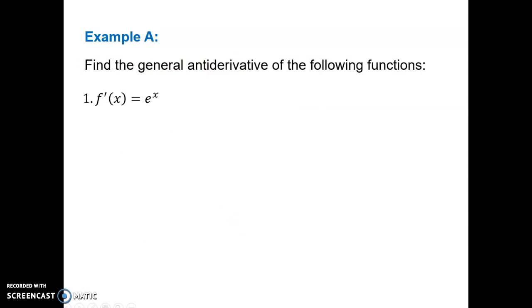So if I said to you, find the general antiderivative of the following functions. If the derivative of a function is e to the x, using your knowledge of derivatives, what function has a derivative of e to the x? Of course we know this one. E to the x is one of the few functions that is its own derivative. But we always add a plus c because there might have been a constant attached to the function that gave us a derivative of e to the x. This is the general antiderivative of e to the x.